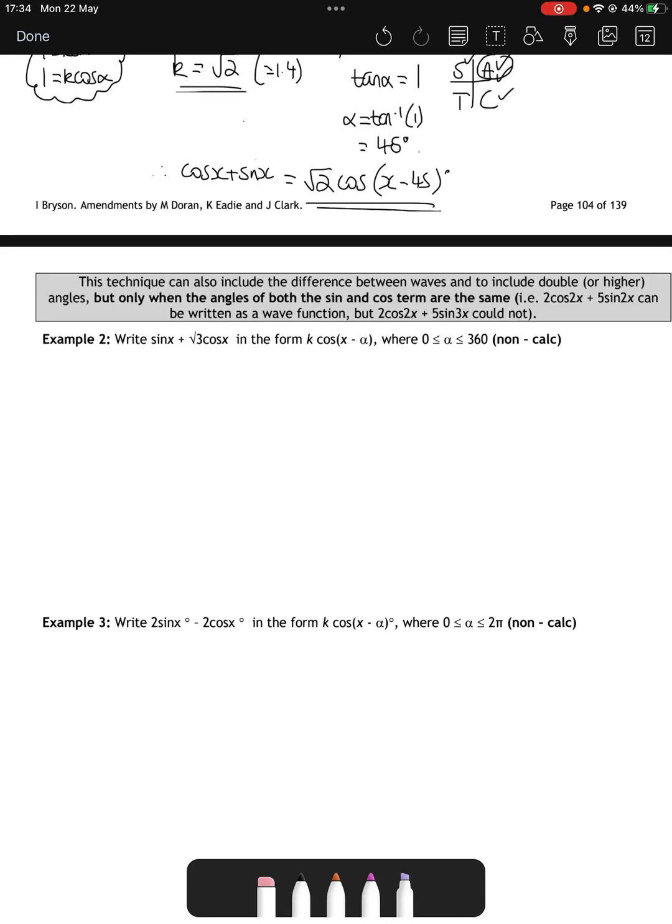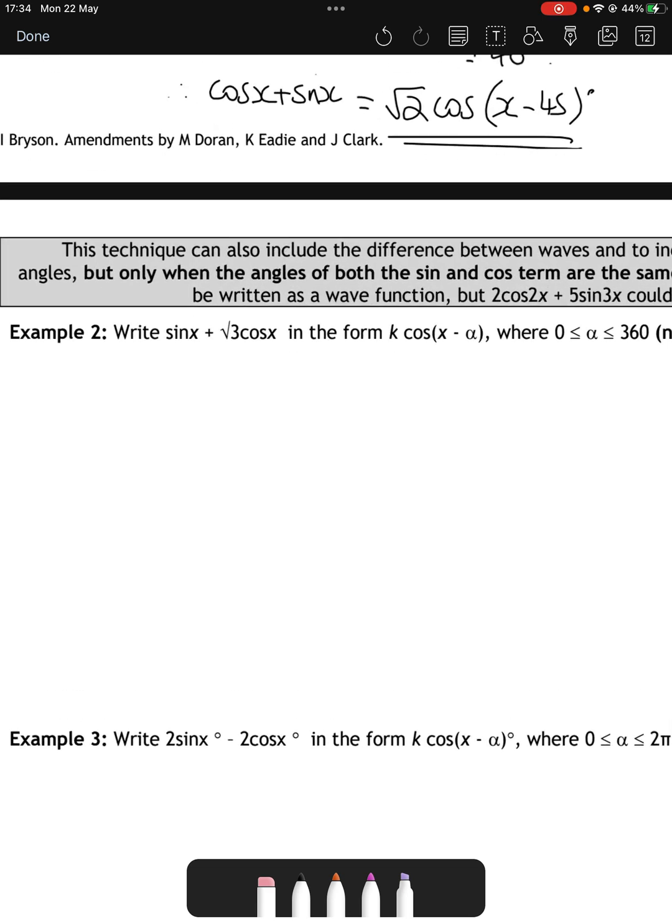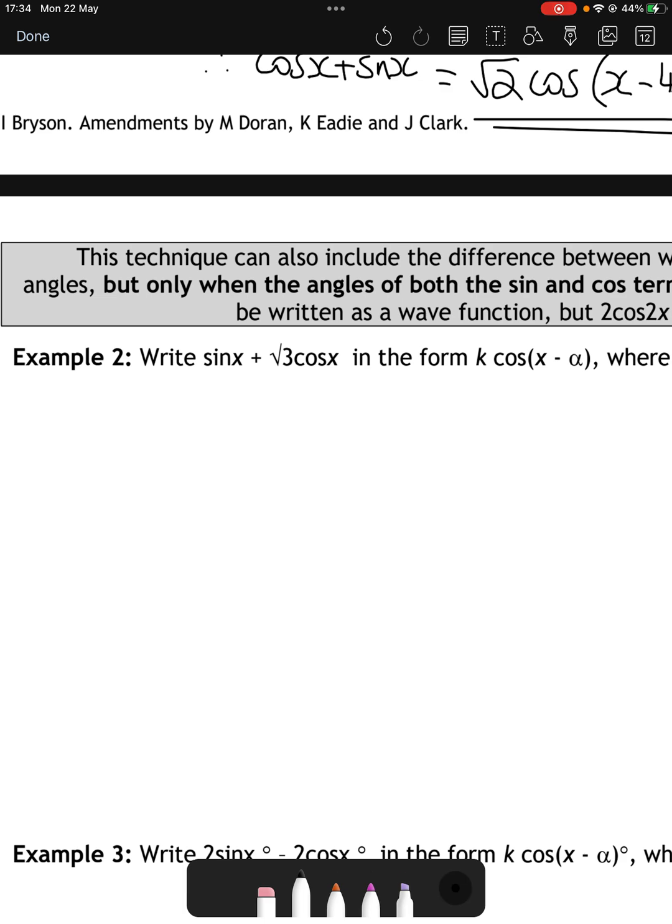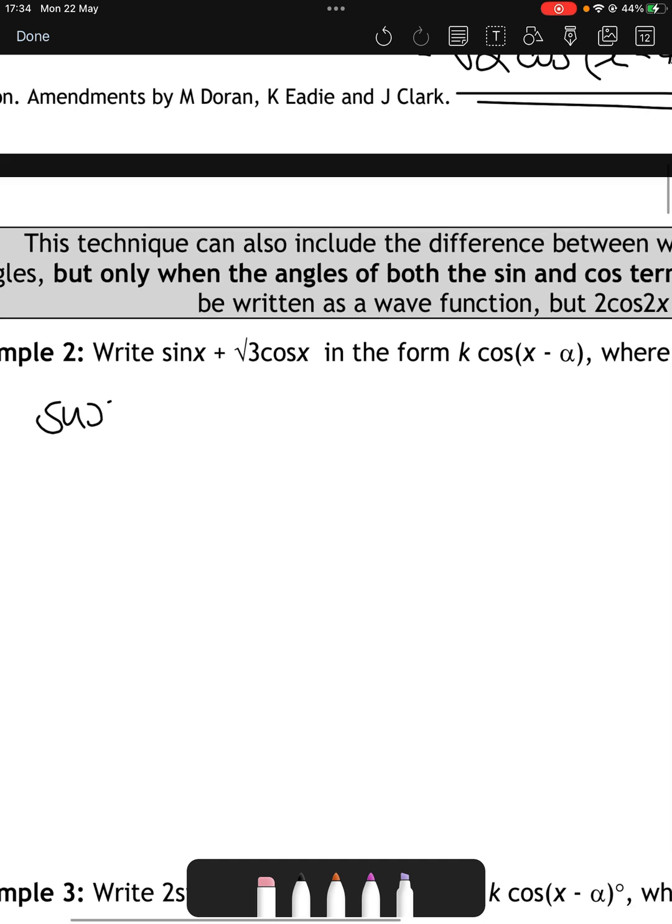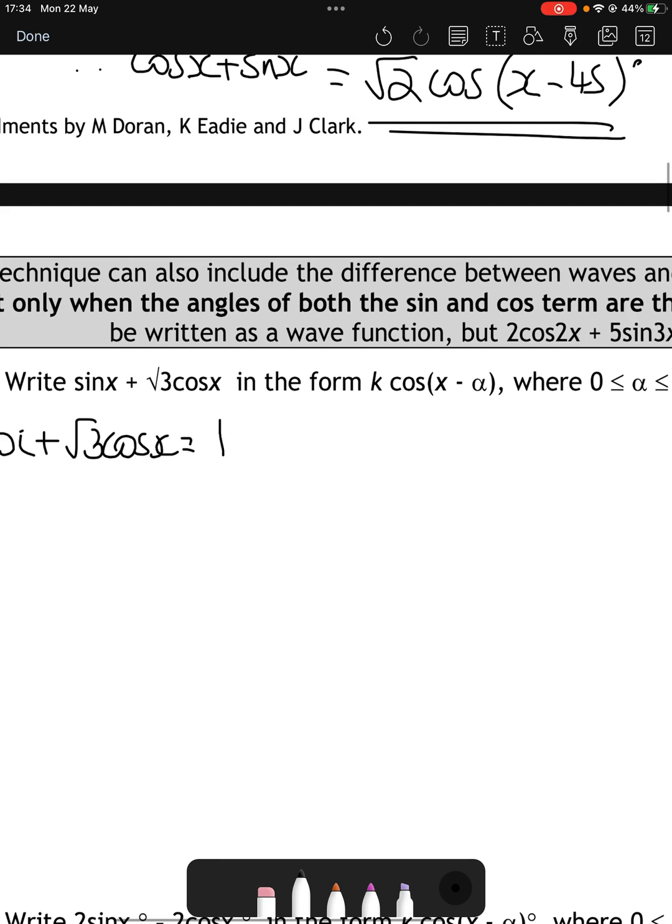Okay, we're going to do another example now. We can see it's still asking you for cos of x minus alpha, still between 0 and 360, but we also have some different numbers involved this time. So we're going to set out the exact same way. So sine x plus root 3 cos x is k cos x minus alpha.